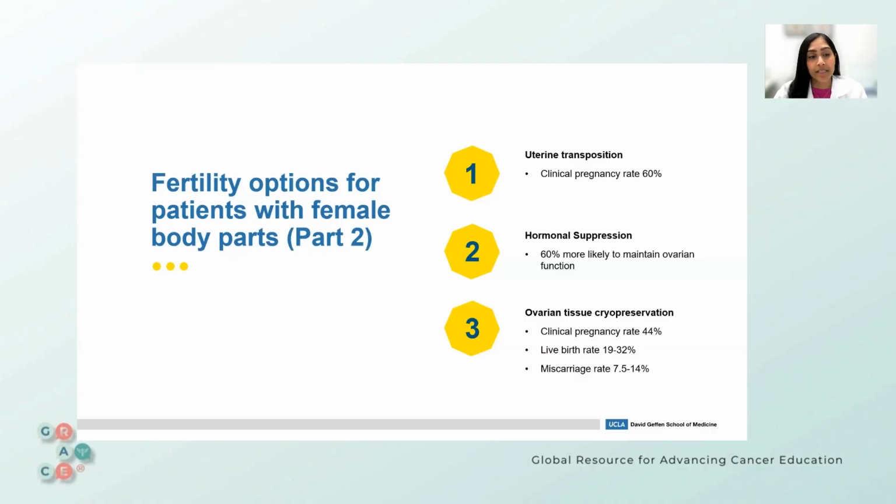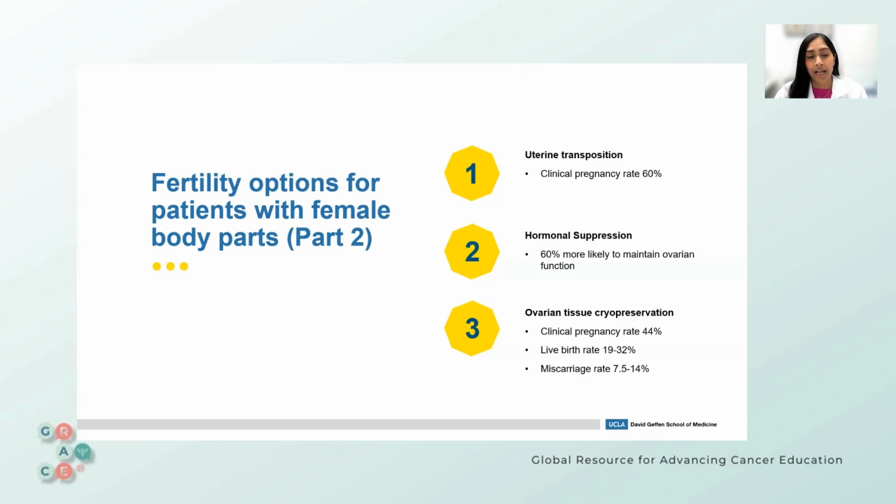Three additional methods for fertility preservation for individuals with female body parts include uterine transposition, hormonal suppression, and ovarian tissue cryopreservation. So uterine transposition is much like ovarian transposition. When you're going to have radiation to the pelvis, this is a surgical procedure to physically move the uterus out of the way of radiation. This is not done very commonly because it is a very specific radiation field for which this is helpful. And the limited data we have for this procedure involves a clinical pregnancy rate of about 60%.